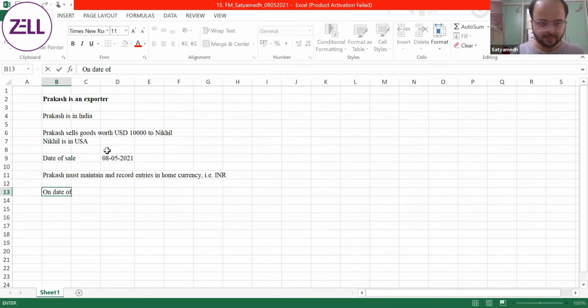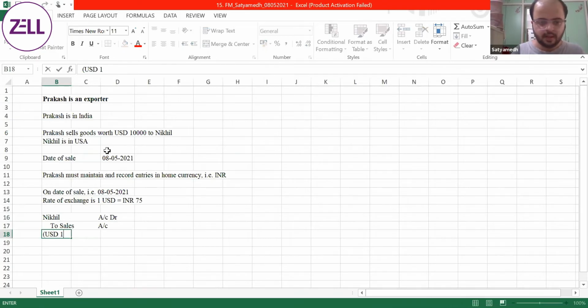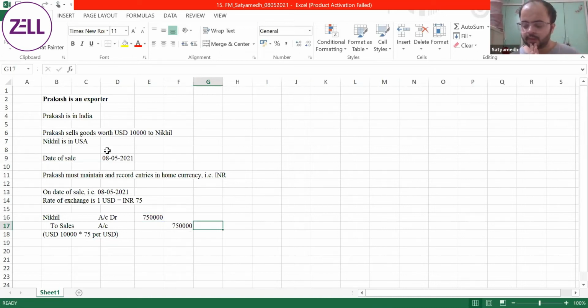On the date of sale, that is 8th of May 2021, the rate of exchange is 1 USD equal to, say, INR 75. The rate usually runs around this. So when he records an entry, Nikhil is his debtor. He records an entry, Nikhil account debit, sales account, USD 10,000 into 75. How much will it come to here? 10,000 into 75, 7,50,000. Very cool so far? Yeah.